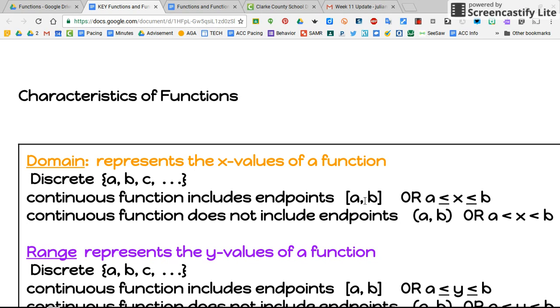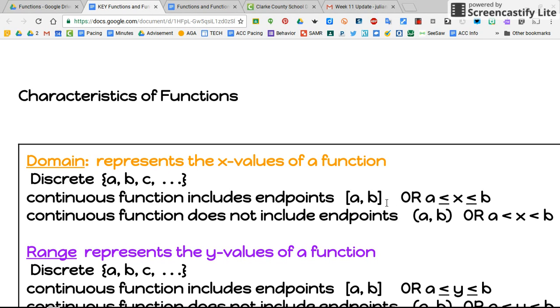Here, we're going to use the hard brackets with the lowest x value to the highest x value. We could also write it as an inequality. X is between A and B. Notice that we're using the equal signs because we're including the endpoints, and again, that's why we have the hard brackets.